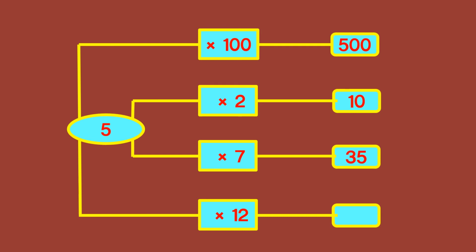Now you can easily get the answers, isn't that so? 5 multiplied by 7 is 35. Finally, 5 multiplied by 12. So you can easily get the answer as 60.